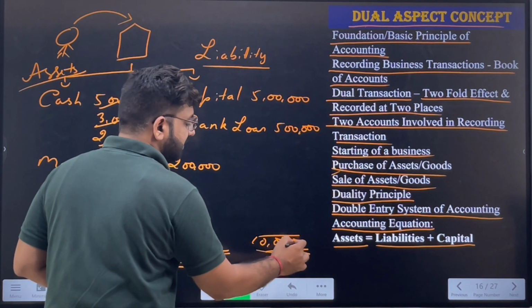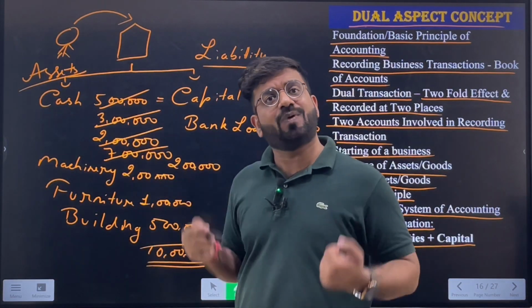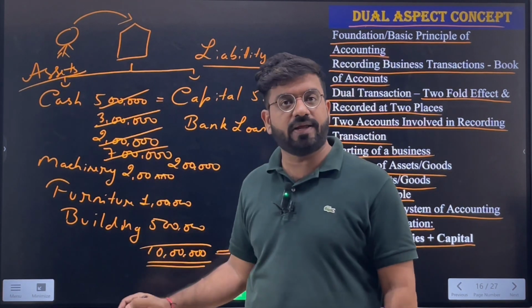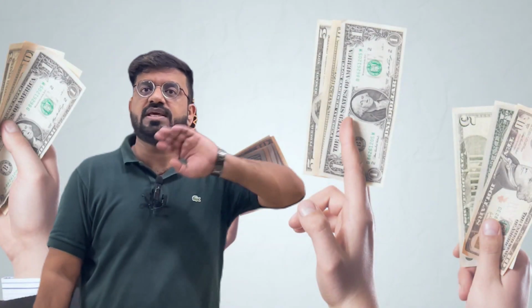Now the question arises, if each and everything is the same, then why are we doing the business? That simply means for each and every asset, we have equal liabilities. That simply means if I have cash, machinery, furniture, building, I owe the same amount to others as well. So what's the need? What is mine then? There's a simple meaning to it.